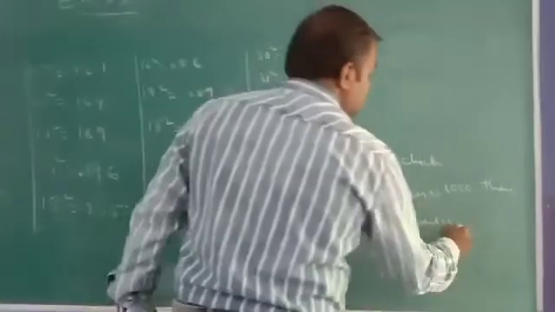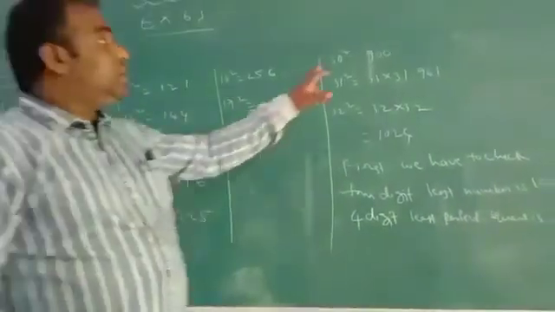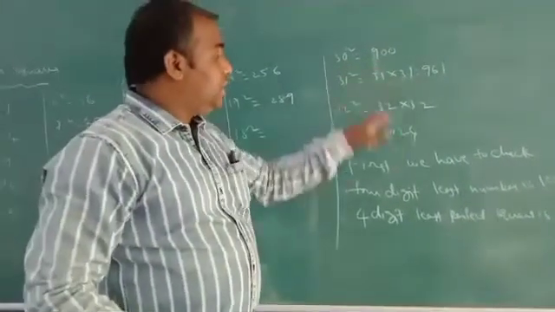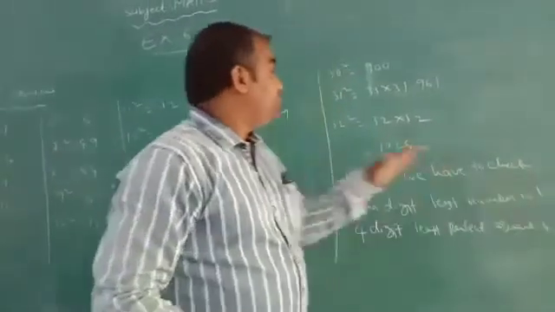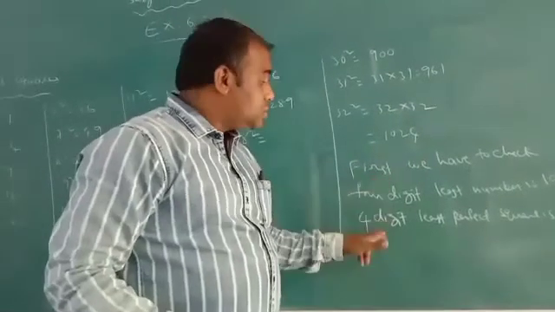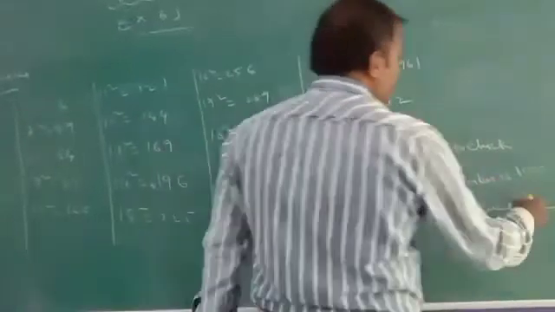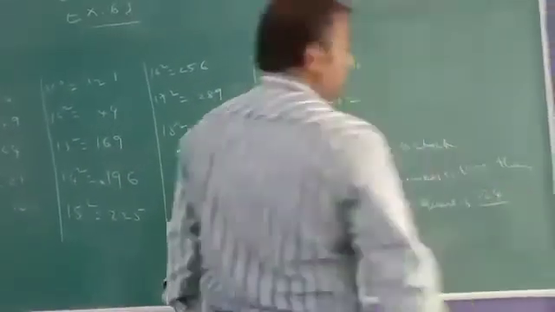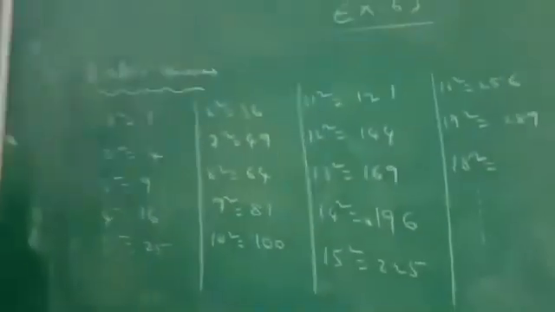is dash. You only check like this: 1 square, 2 square, and so on. 30 square is 900, near to 1000. Next 31 square is also near 1000. 32 square is 1024. This is the least 4 digit perfect square. Therefore 1024 is the least perfect square. Okay beta, copy this out.